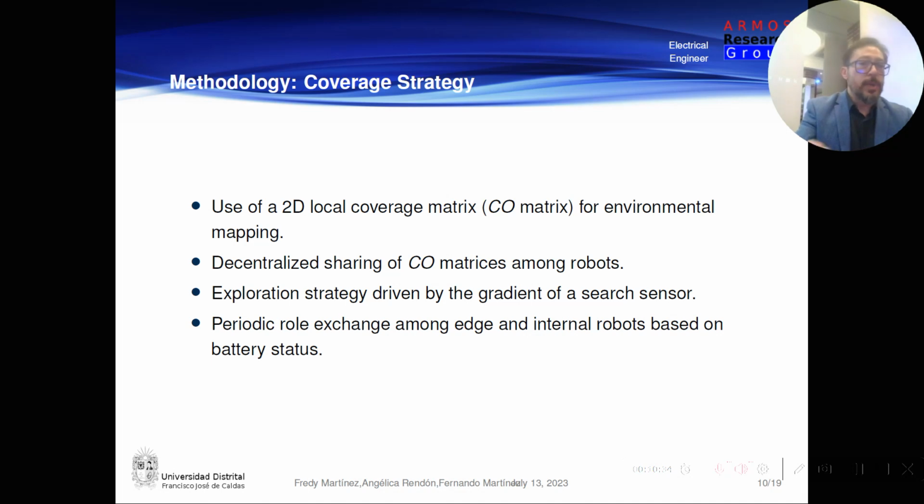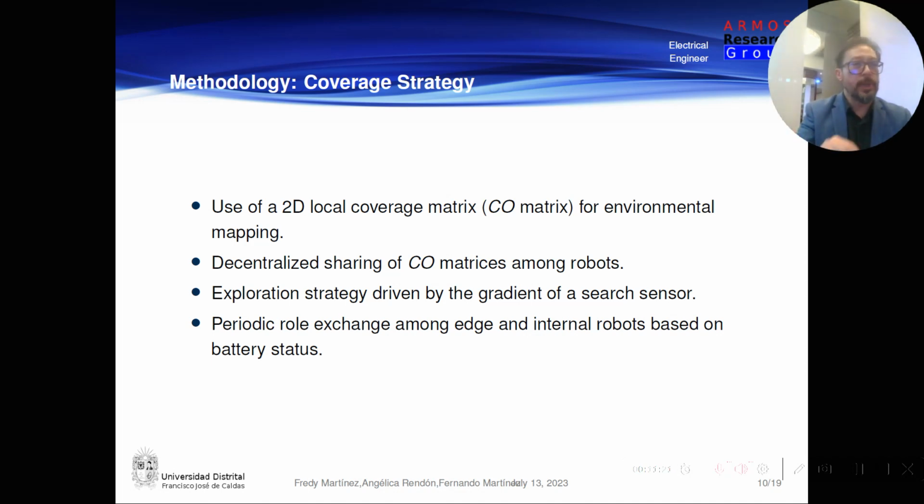For the movement in the environment, we are using a coverage strategy. The idea is to work with different tasks, but in this case, we are mainly focused on the coverage of unknown environments. So we designed a specific behavior for the robots that makes this kind of task simple. We are using inside every robot a bidimensional coverage matrix. Every robot has to see and memorize the position of specific things in the environment.